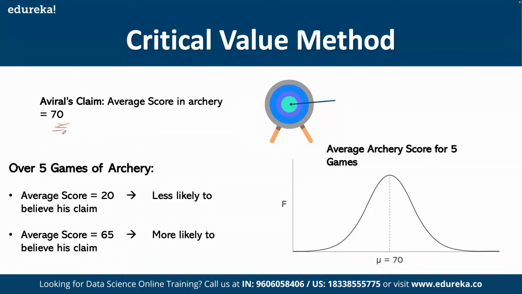With the claimed average score as 70, if the observed average score is 65, then it is more likely to believe the claim because we have the information that the value is 70, and the 65 that we have got is closer to 70. Hence, it is more likely to believe the claim. In this way we get the value. In this example, the mean is 70, and let's suppose my value is 50.